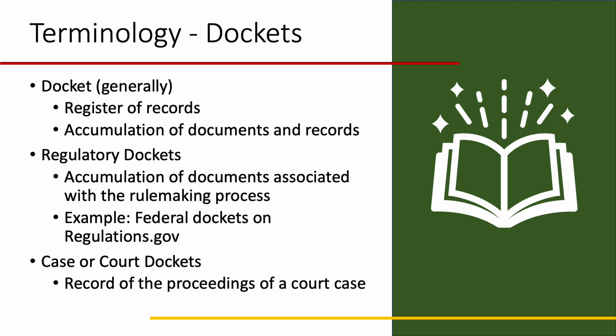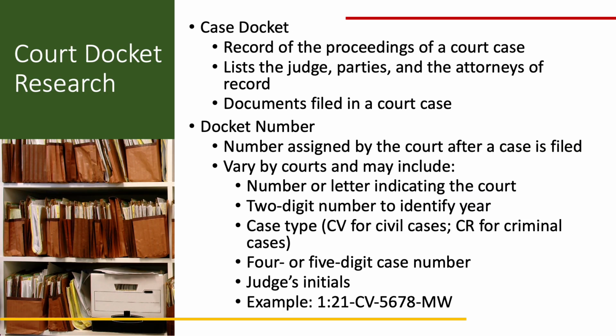This week, we're going to look at case, or what might be referred to as court dockets. And this is the record of proceedings of a court case. In Module 4, we're focusing on court docket research. So again, a case docket is a record of the proceedings of a court case. It lists the judge, parties, and the attorneys of record, and also lists the documents filed in a court case. On Bloomberg Law and other systems, you might also have access to those documents. So you might be able to access the complaint, the briefs, amicus briefs that were filed.